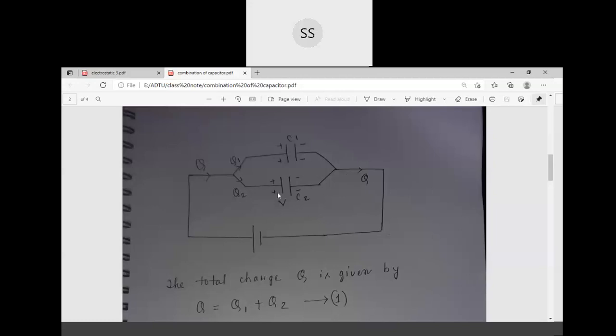Okay, and the voltage will be the same across both the capacitors since they came from the same point. Therefore voltage will be the same across both the capacitors, which is V.